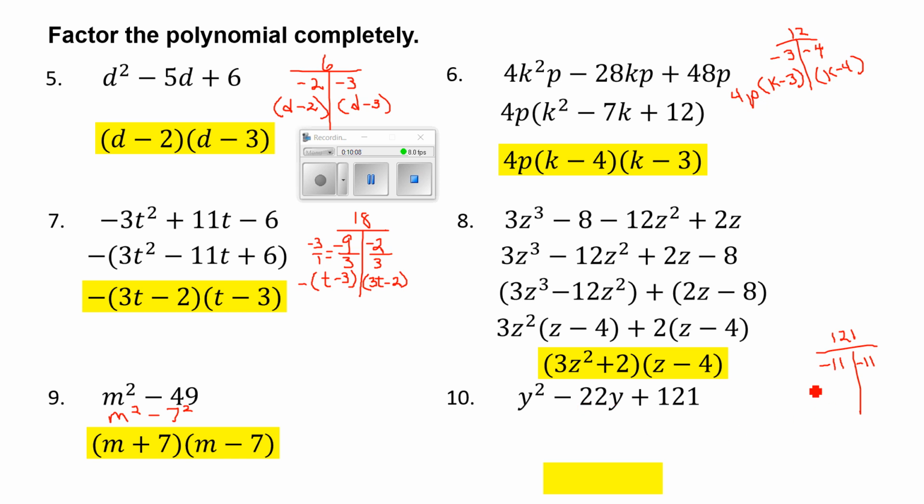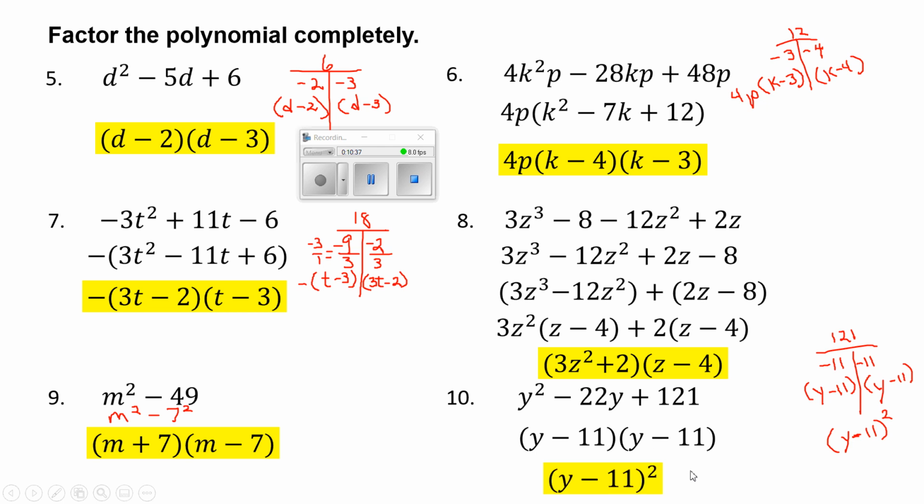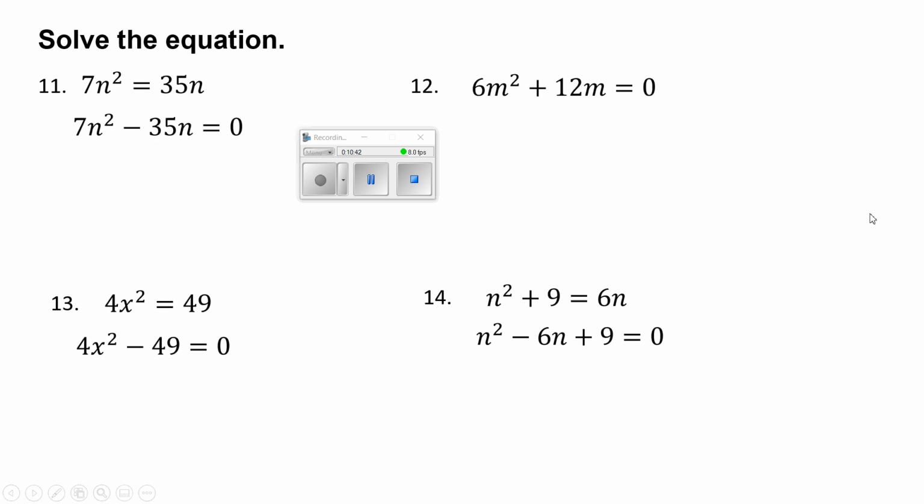All right, when I do this, I'm simply going to get a y minus 11, and then another y minus 11. That means I'm going to have y minus 11, and then we can say that we are squaring it, right? All right, let's see how I did. y minus 11 times y minus 11 gives us y minus 11 squared, just like I said.